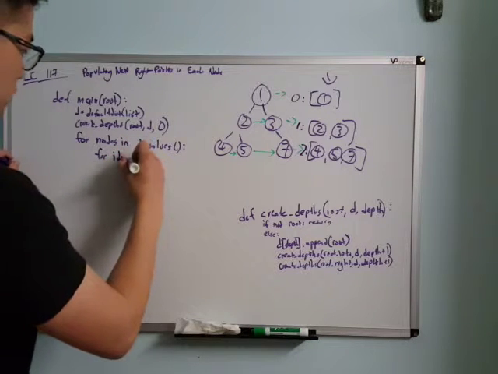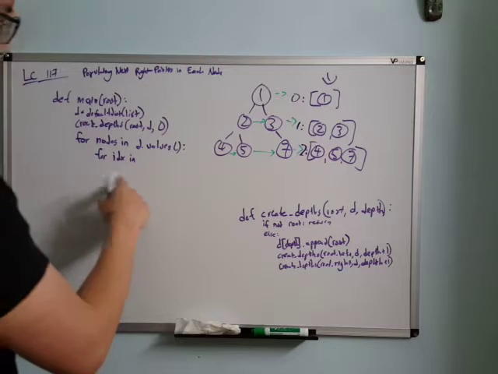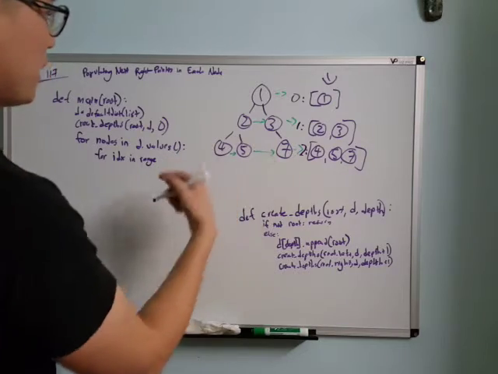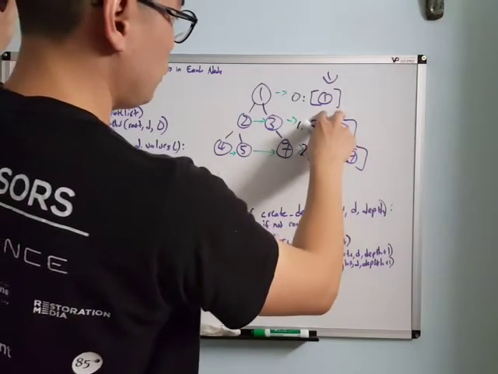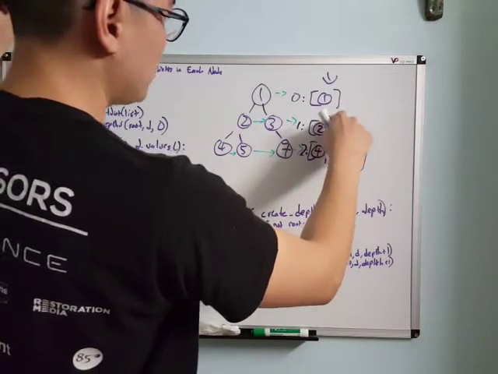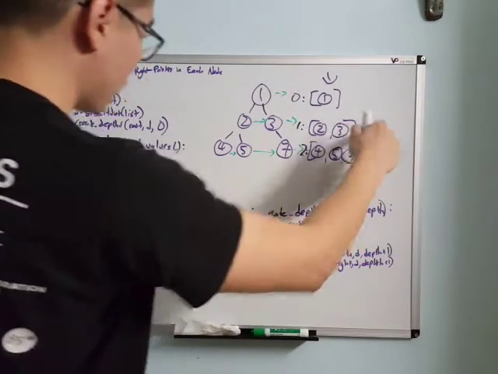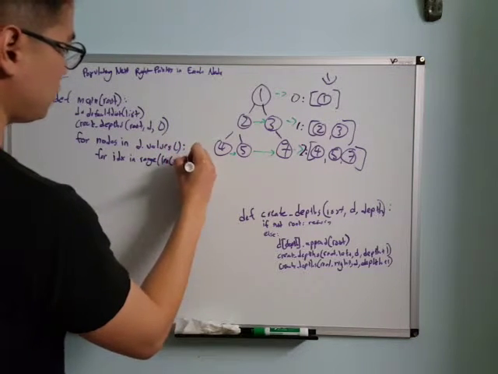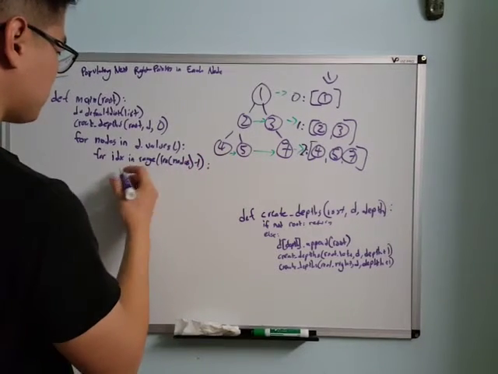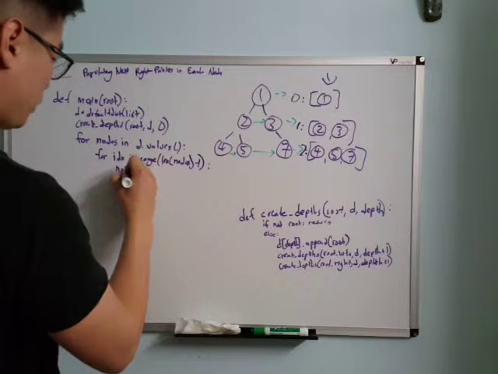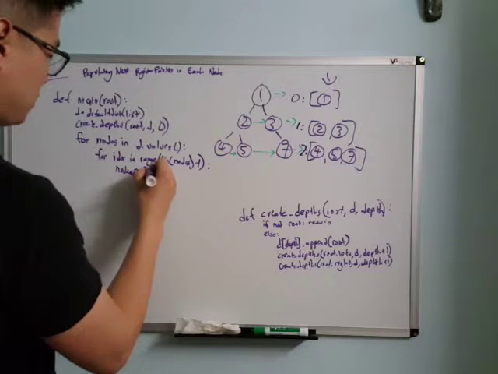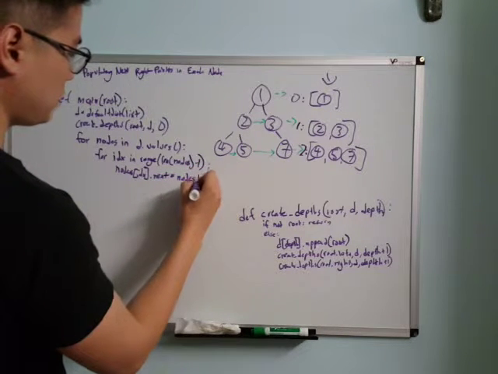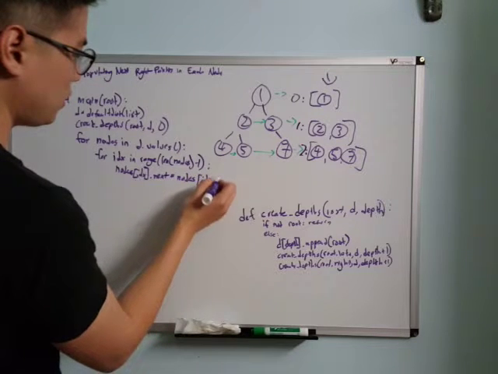So for idx, we can do i, but I think idx is more verbose, in range, and we're going to do minus 1, because if there's a length of 2 here, this thing is not going to be pointing to our next element. It's going to be next out of bounds. So length of nodes minus 1. All we need to do is nodes at idx dot next is equal to nodes at idx plus 1. That's it.